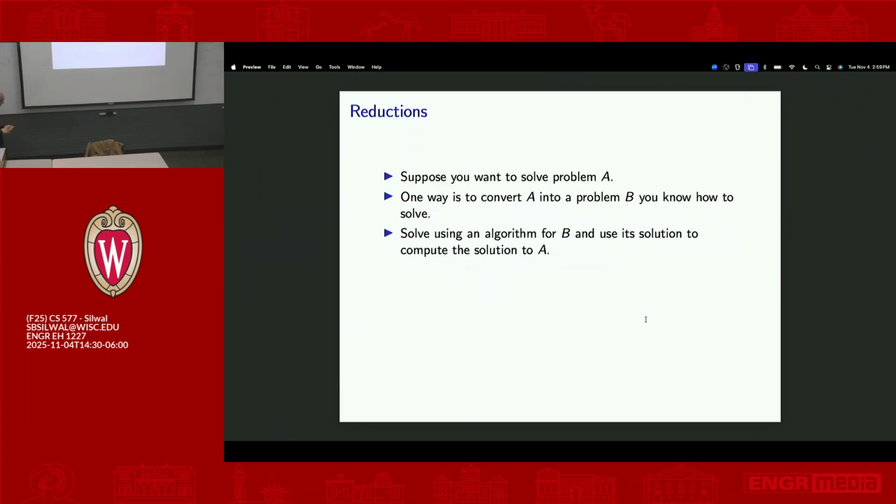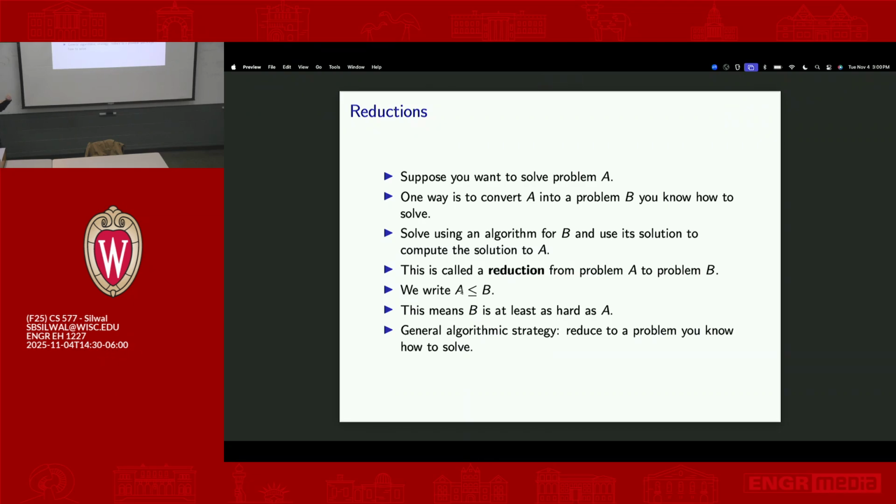This is a term that we talked about a couple of classes ago. It's called a reduction. A reduction from problem A to problem B is just saying that if I have an algorithm for problem B, then I can solve problem A. Think of the word reduction: I'm reducing A to a special case of B. This is the notation we use. What this means is that B is at least as hard as A.